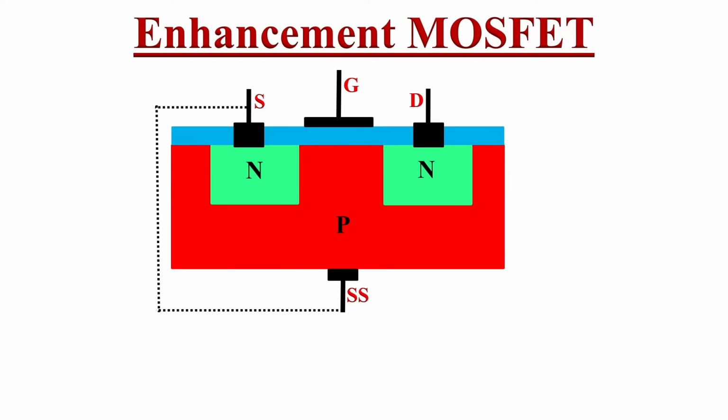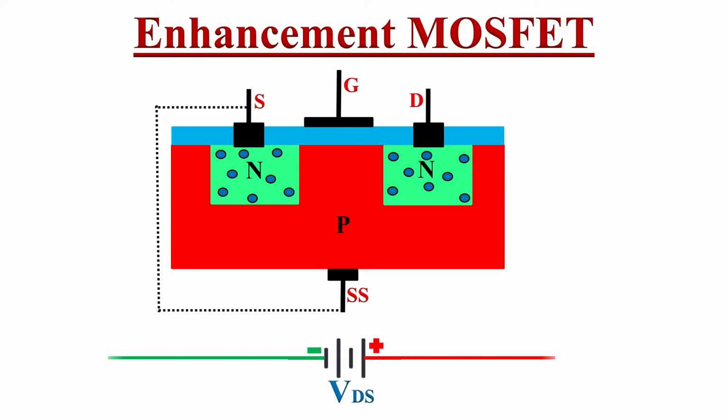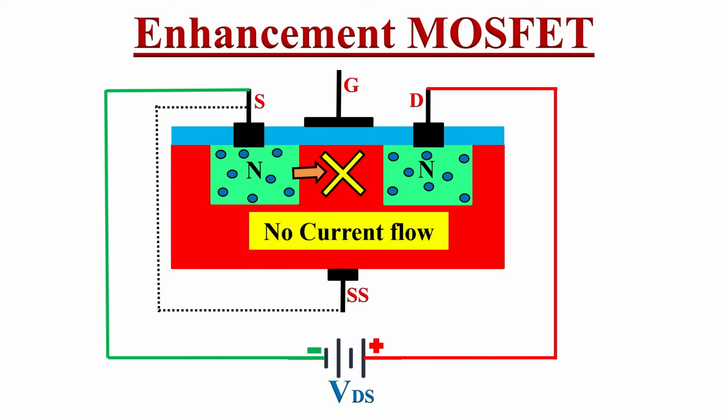Now let's see the operational features of enhancement type MOSFET. Here the majority charge carriers in these source and drain regions are free electrons. If we apply a DC voltage VDS between source and drain terminals like here, positive to the drain and negative to the source terminal, as there is no conducting channel between source and drain, there will be no current flow from source to drain.